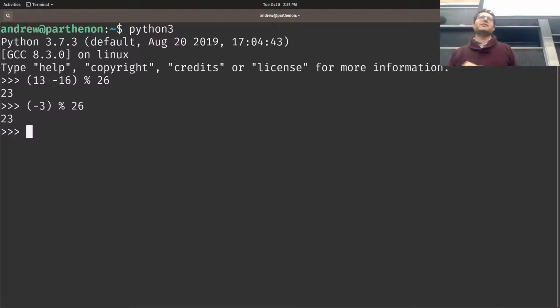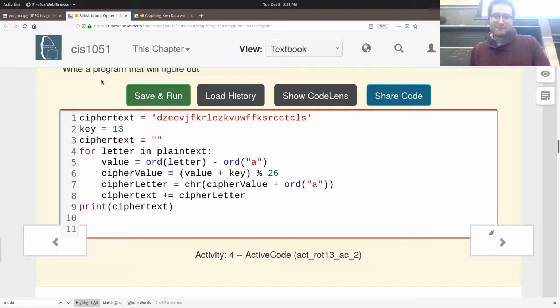Not going to have to remember this for any exam, by the way. Negative modulo, especially since it works differently in Python. The answer there, sorry, in Java, the answer is -3 because that's the remainder. Python says, well, actually, it should be this, but whatever. Okay. Suffice to say, I can just simply, there's the ciphertext.